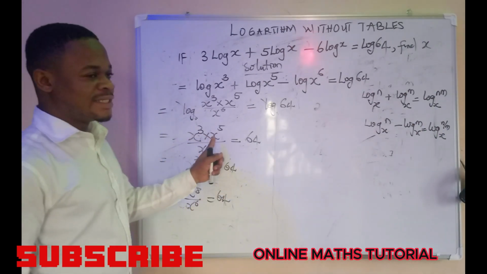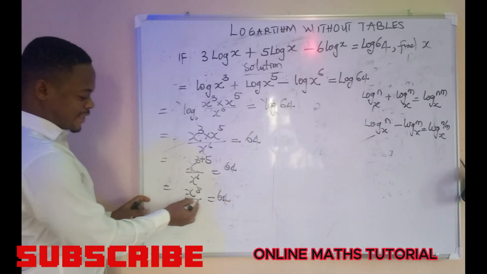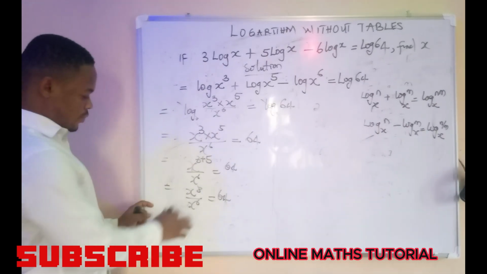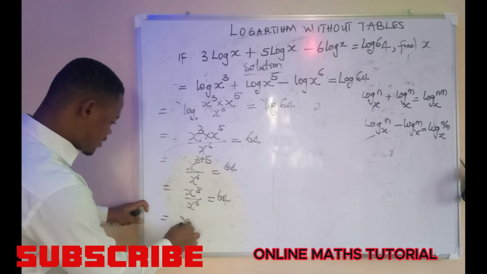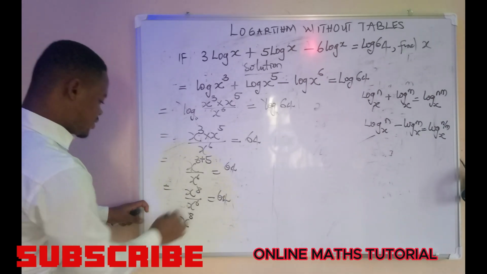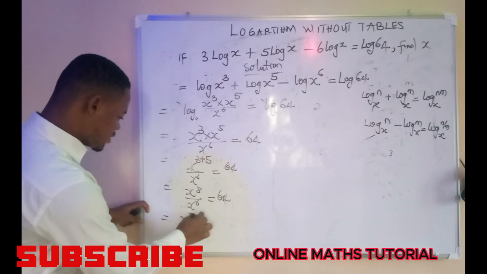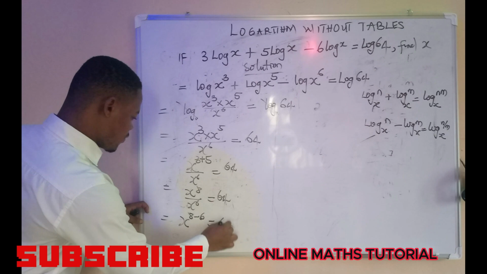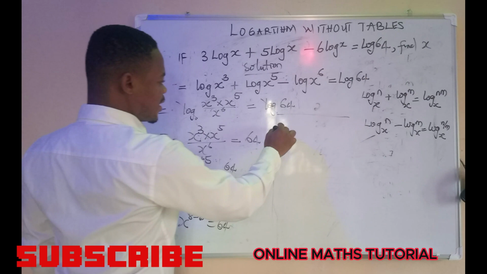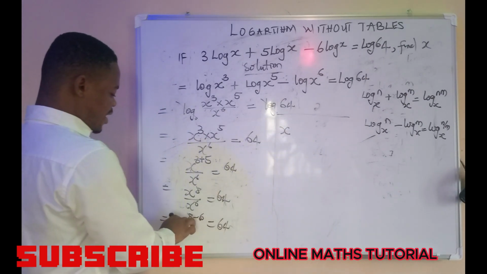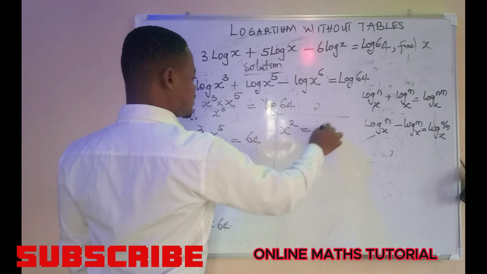We have applied the multiplication law of indices here to get this. Now we apply the division law of indices to resolve this. They are of the same base, x raised to power 8, and because of the division, we subtract the powers, minus 6, equal to 64. So here we have 8 minus 6 will give us x raised to power 2 equal to 64.